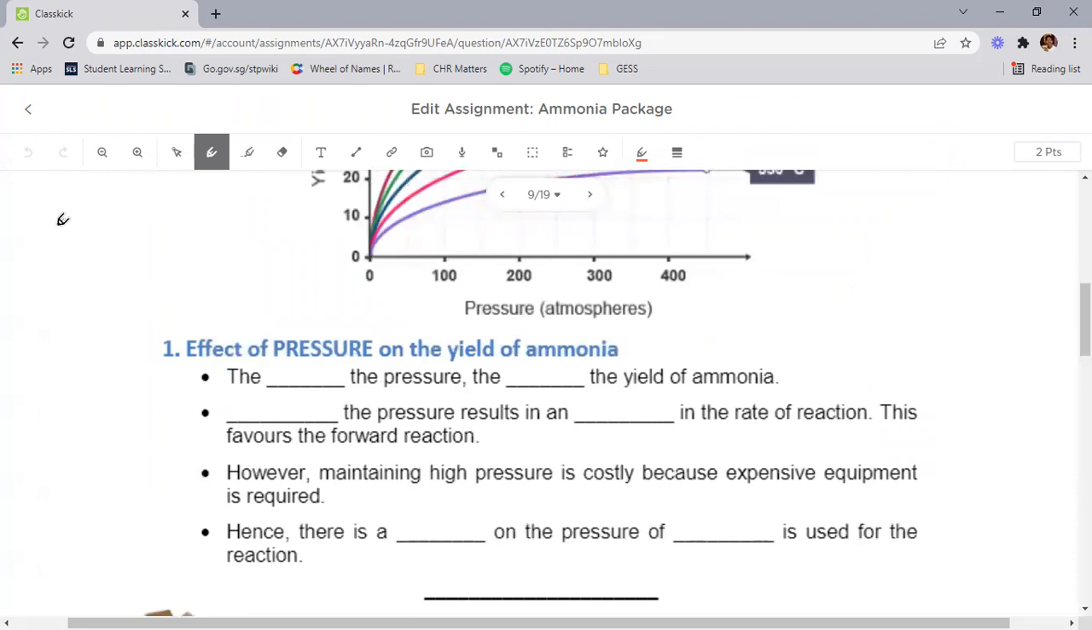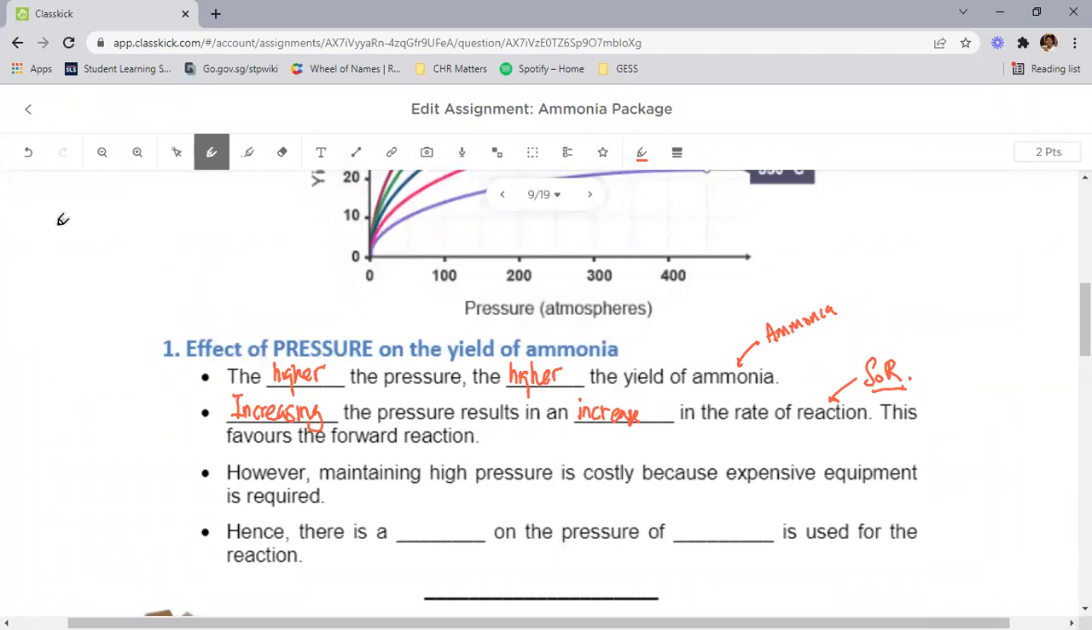The higher the pressure, the higher the yield of the ammonia. What this would mean is that by increasing the pressure, I would have an increase in the rate of reaction as well, because this deals with your speed of reaction. Remember, if I increase the pressure, my speed of reaction will increase. This is from the speed of reaction chapter, so you can see the cross link between chapters in this part here.